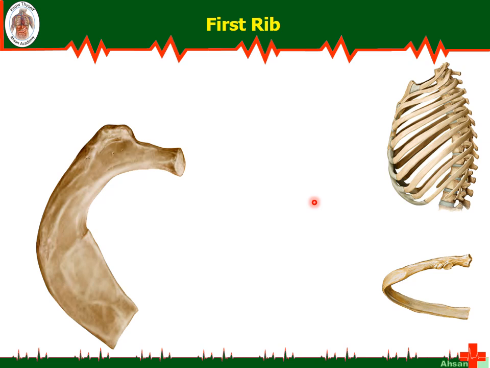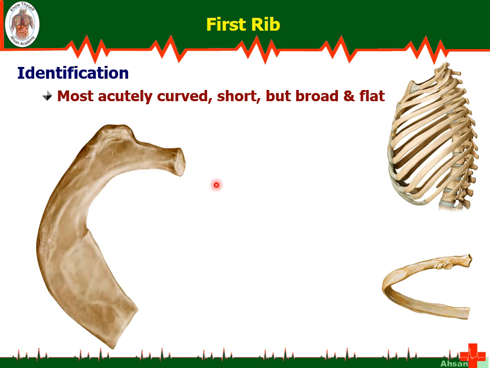This is the first rib. This is atypical. This one is the typical rib. You can see this is the first rib, obliquely placed here, and this is atypical because it has some different features that are not common to the typical one. Look at this. This is the head. So the first rib is identified by observing that this is acutely placed, and this is very curved. It's short. This rib is relatively broader than any other, and it remains flatter.